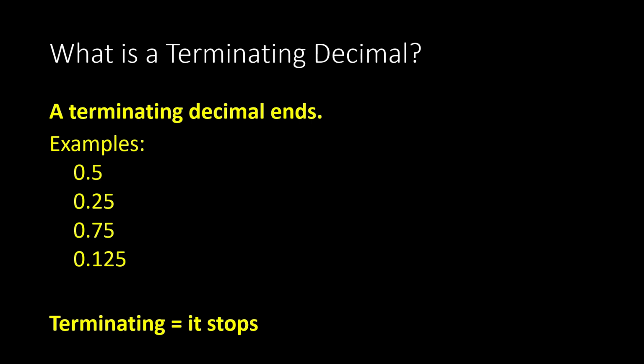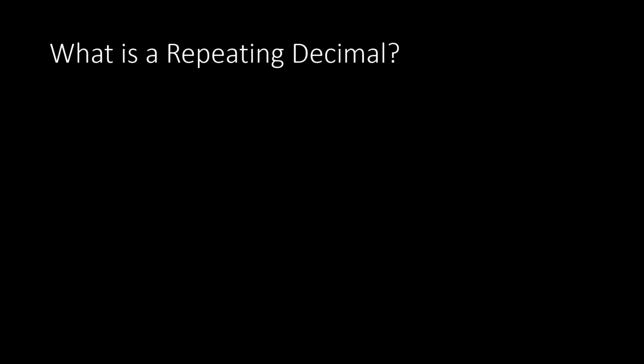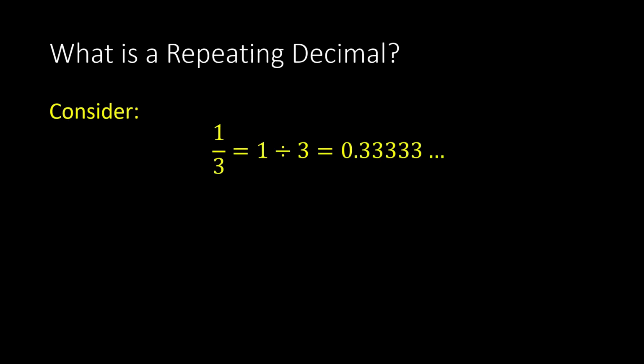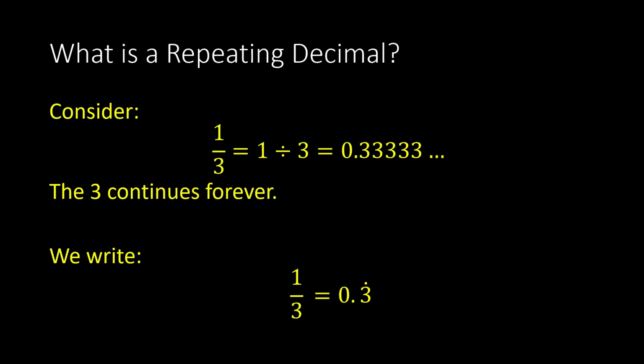Some decimals, however, do not stop. So for example, 1 over 3 equals 1 divided by 3 equals 0.33333, and so on. We have that the 3 continues forever. And in this case, we can write 1 over 3 equals 0.3 with a dot on top to indicate that this continues indefinitely. And this type of decimal is called a repeating or a recurring decimal.